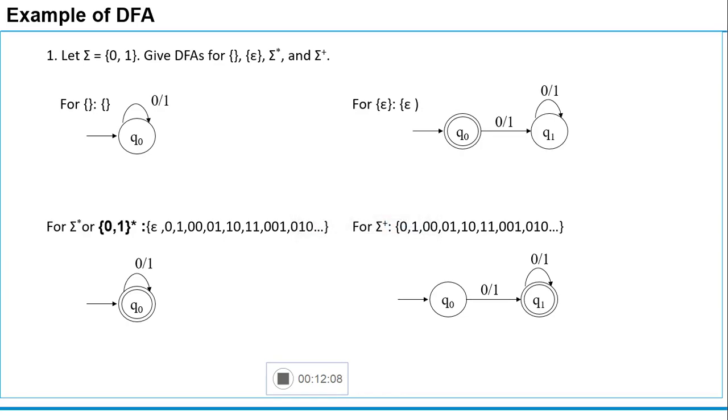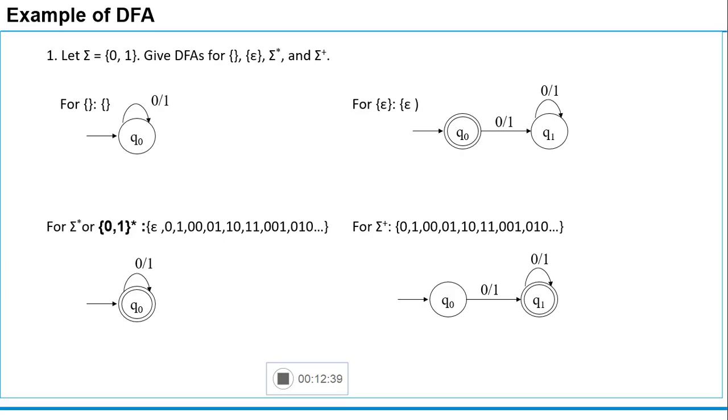So what can be the possibilities of the string? You can have epsilon, that is an empty string. You can have 0, you can have 1, we have 00, we can have 01, 10, 11. Like this you can form many strings. In the case of summation plus, we start with 0, not an empty string. So 0, 1 and 00, 01, 10, 11. You can have any combinations.